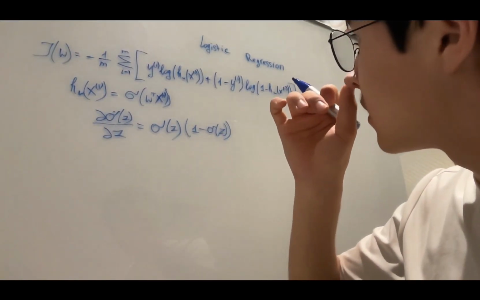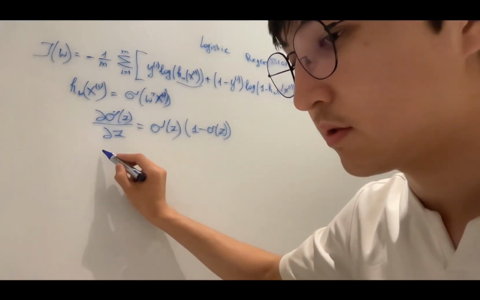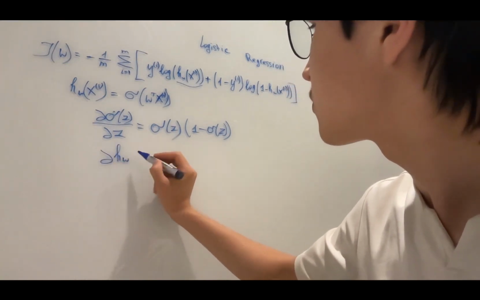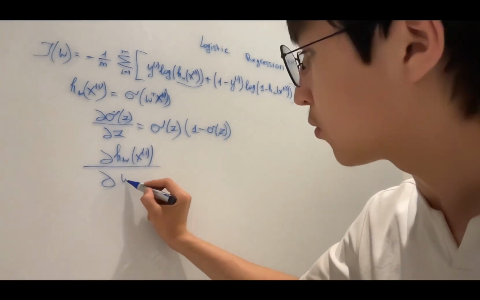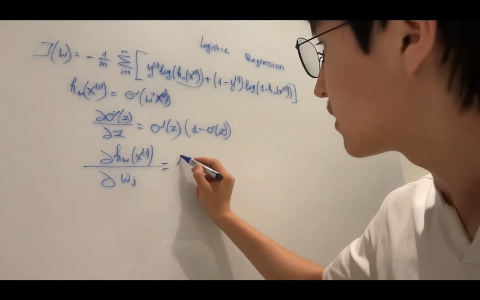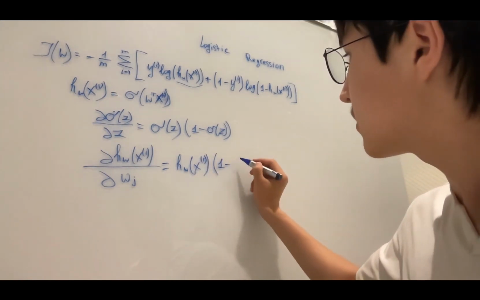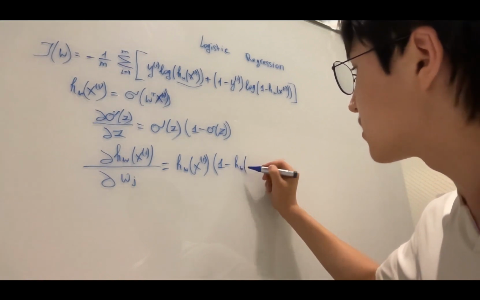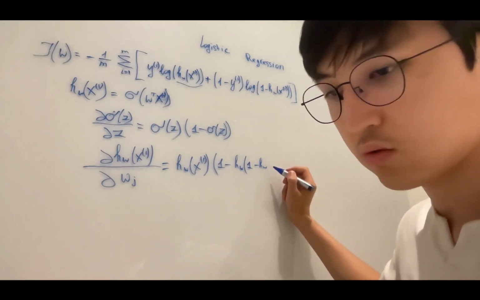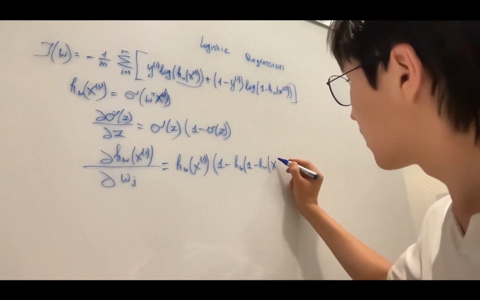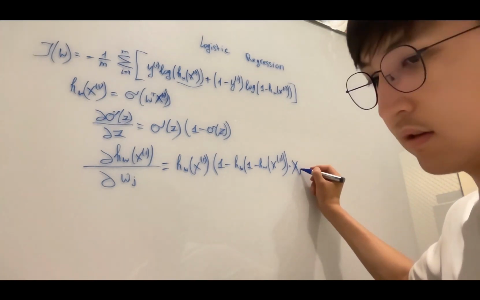for this one, the derivative of h_w(x_i) with respect to weight j will be h_w(x_i) times 1 minus h_w(x_i), multiplied by x_j^i.